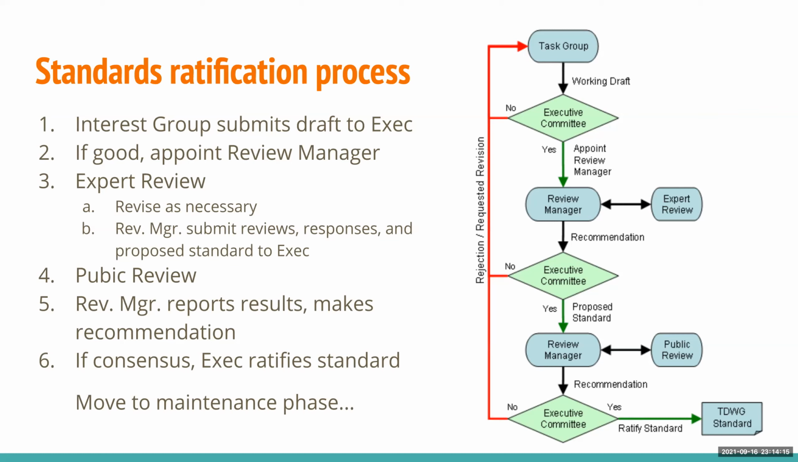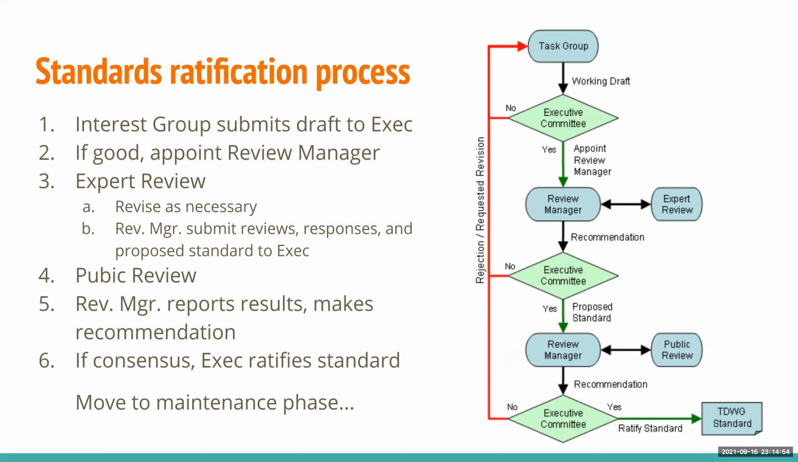The result of that whole review process is a recommendation or a report to the executive committee, which then determines whether the comments have been addressed and the proposed standard is ready to be submitted to public review. We use a 30-day period for public review. It's typically done on GitHub, and the review manager stays in place to handle anonymous comments and things like that. Once that public review closes, the review manager assembles a report, submits it to the executive committee, and a decision is made.